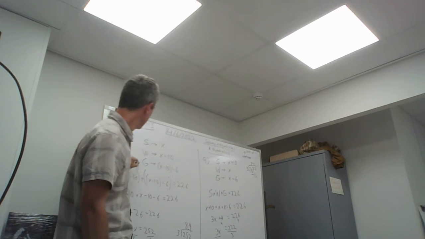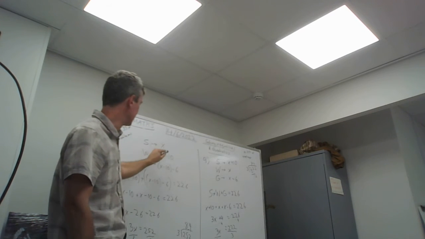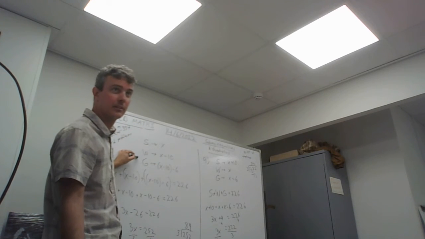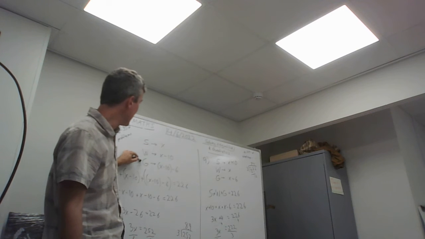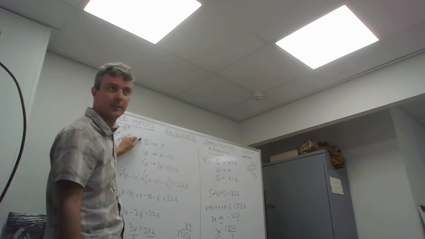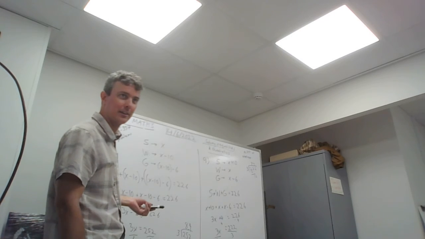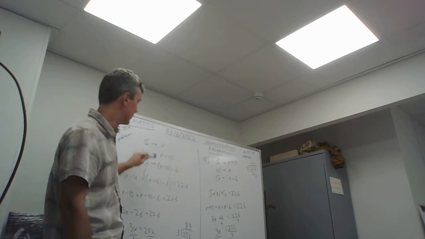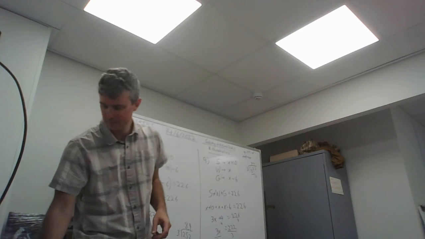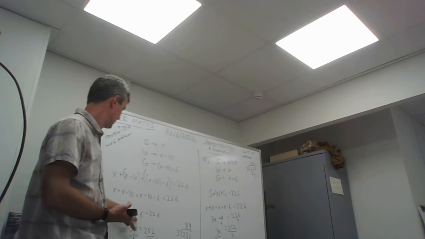You have to make sure that whatever you choose for your variable, it has to be set up. You can make Greg your x, right? Then if Greg was x, Wiley would be x plus 6, and Sylvia would be x plus 16, right? And you add them together and you solve for x for Greg. The same method.